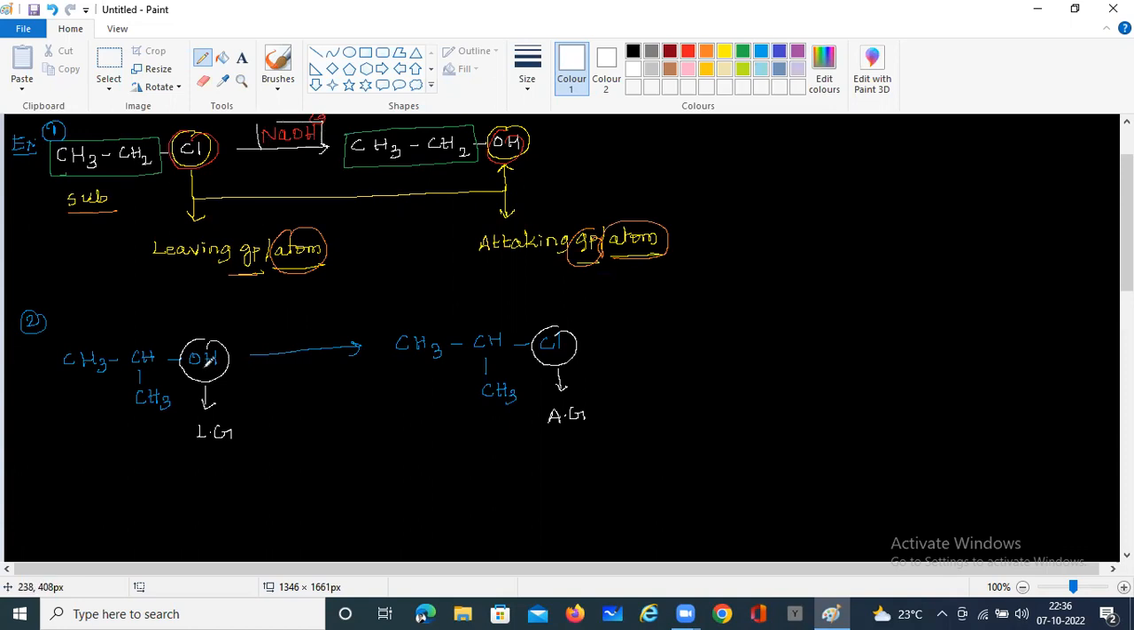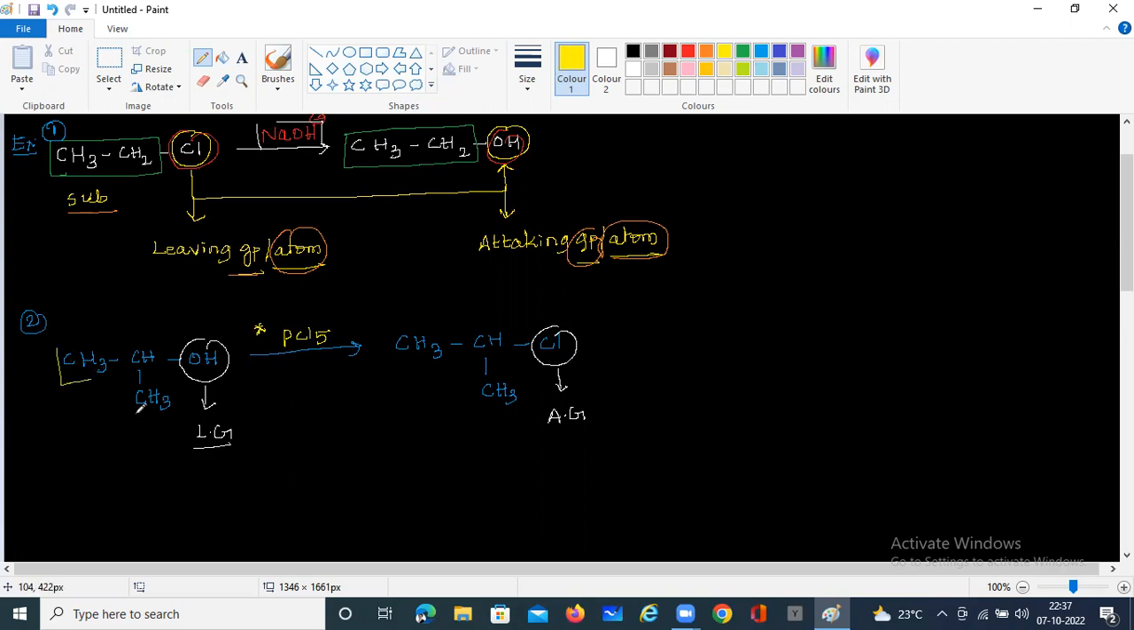NaOH. If that OH group wants to be a leaving group, to be replaced by the attacking group of that chlorine atom, what type of reagent should be taken? That is the most important one. We should get PCl5, phosphorus pentachloride. Clear? Okay. The remaining part is the same.